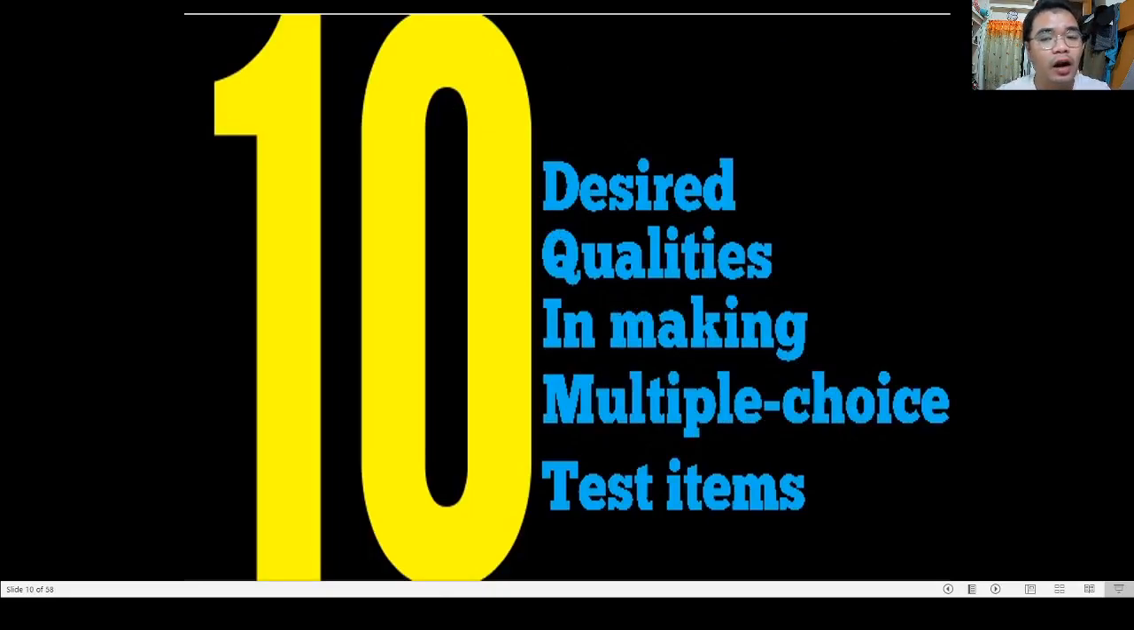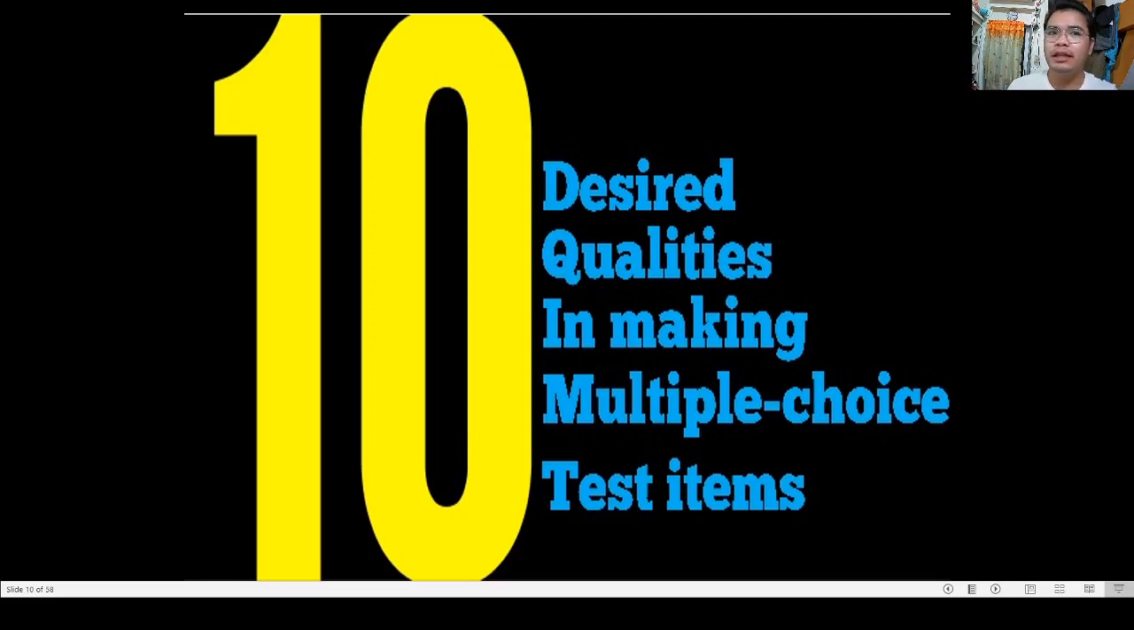Now some of the statements here cannot be found in your module, but they express the same thought. They express the same rules or stuff that we have to follow whenever we construct a multiple choice item. Okay, so let's talk about this.